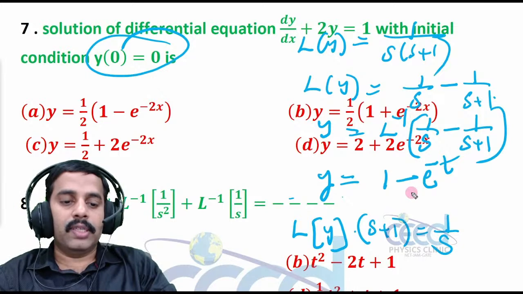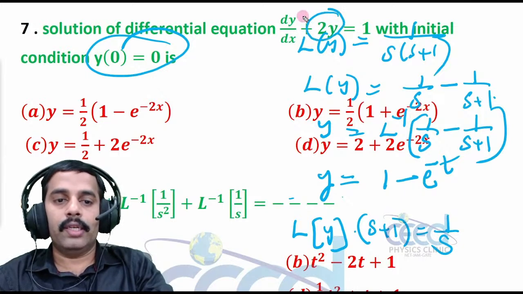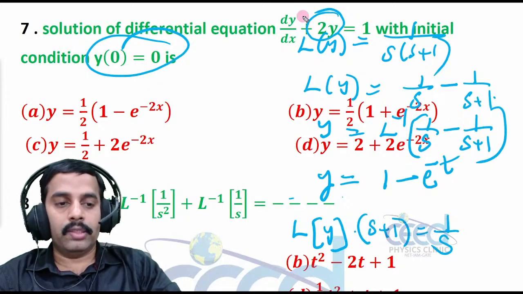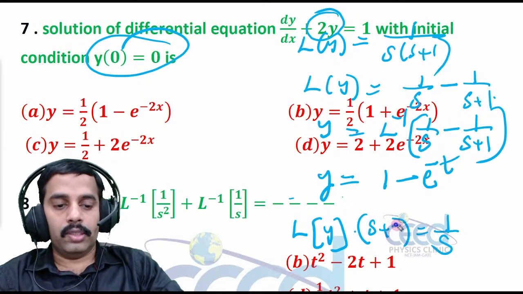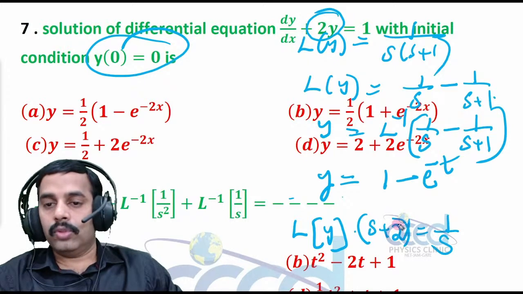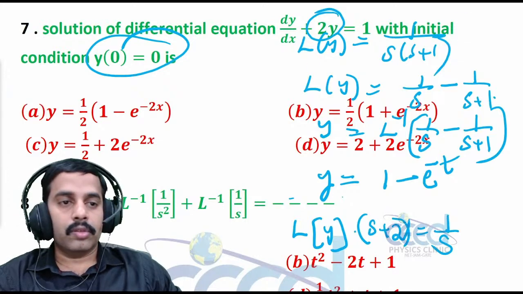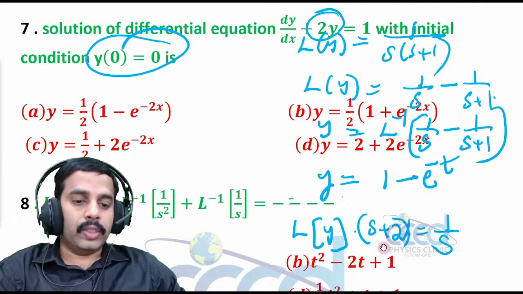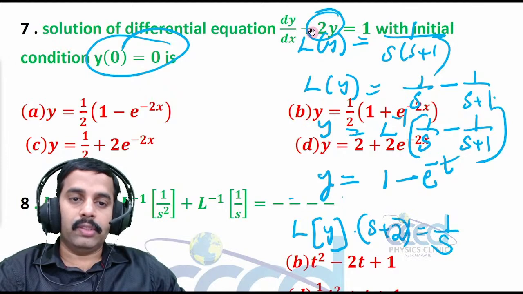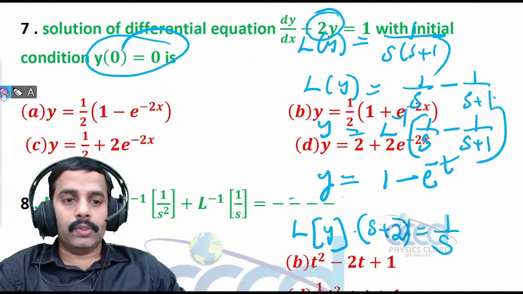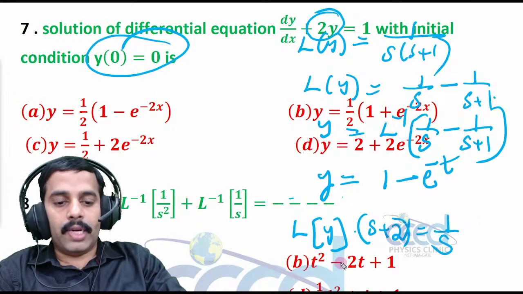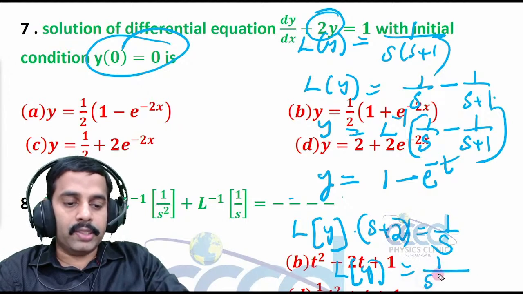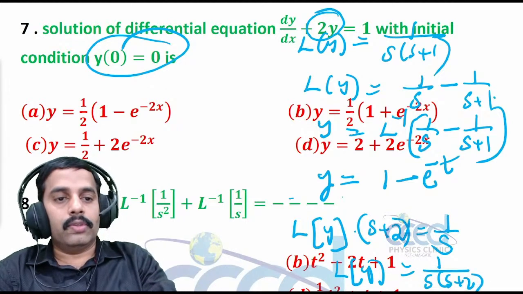So here we missed a term, right? 2y, right? So here we have a 2. I'm sorry, here we have a 2. So let me check. Okay, so we have a 2 here. We have missed this 2, right? So we can write this as Laplace of y equal to 1 by s into s plus 2. I'm sorry. So here we have a 2.